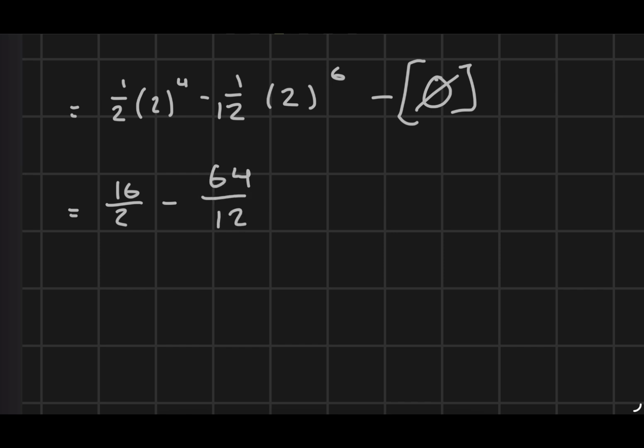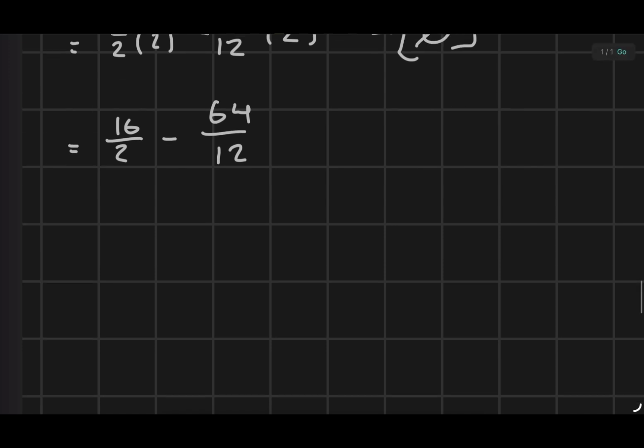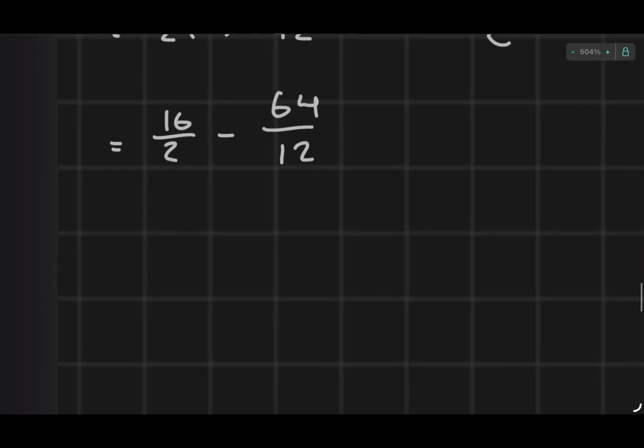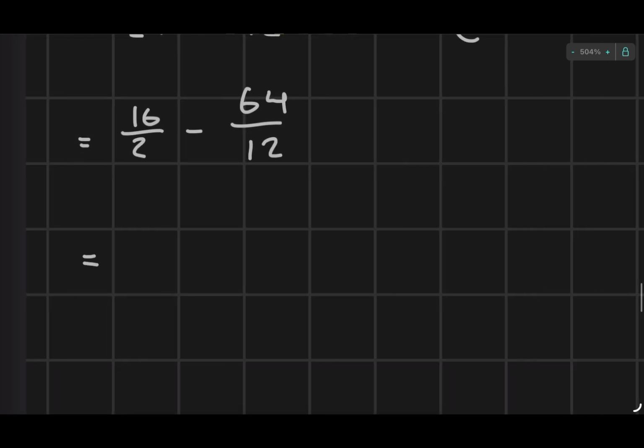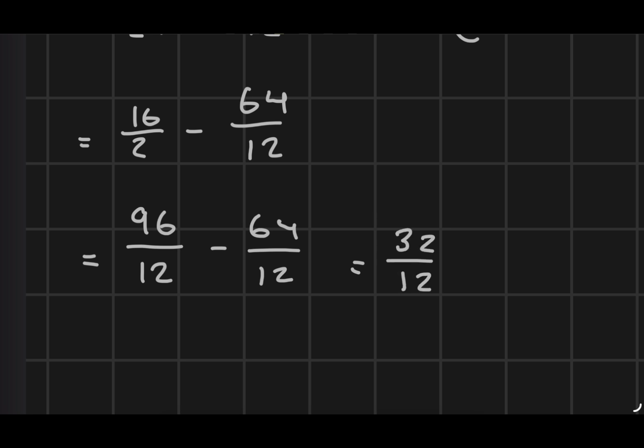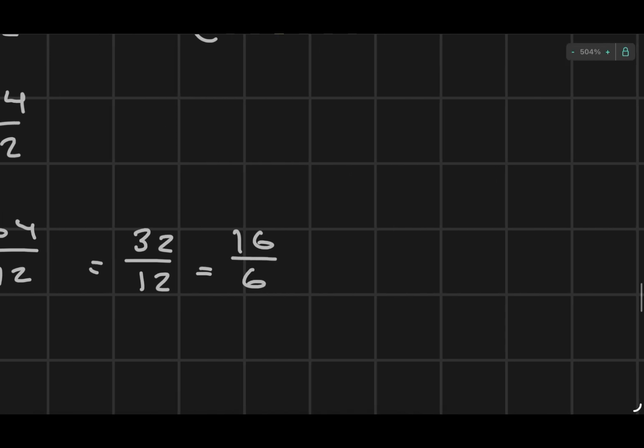64 divided by 12. Well, that's not really going to be very pretty there. Do I want to calculate this? I might as well, I guess. 16 times 6, I got my handy calculator here because I don't feel like doing it in my head. It's 96 over 12 minus 64 over 12. That is going to be 32 over 12. Simplify that further. That is 32 divided by 4 over 12 divided by 4, which is 8/3. That's our final answer.